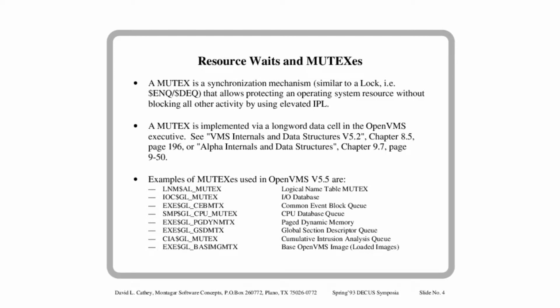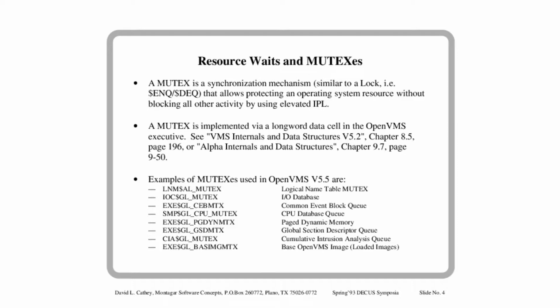You can also see more information about it in the Book of Ruth, sometimes known as the VMS Internals and Data Structures Manual. It's in chapter 8.5 on page 196, or in the Alpha Internals and Data Structures Manual, 9.7, page 950. Here's a list of some of the mutexes that you will find in OpenVMS. Let's see, get that up a little higher.